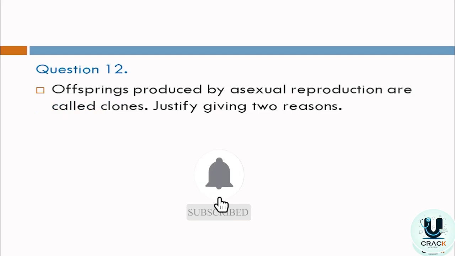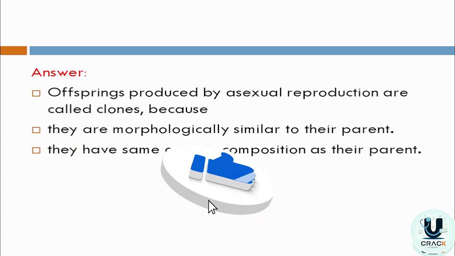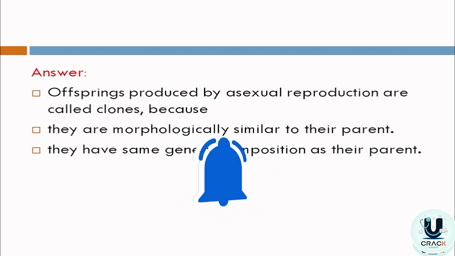Question number 12. Offspring produced by asexual reproduction are called clones. Justify, giving two reasons. Answer, offspring produced by asexual reproduction are called clones because they are morphologically similar to their parent. They have the same genetic composition as their parent.